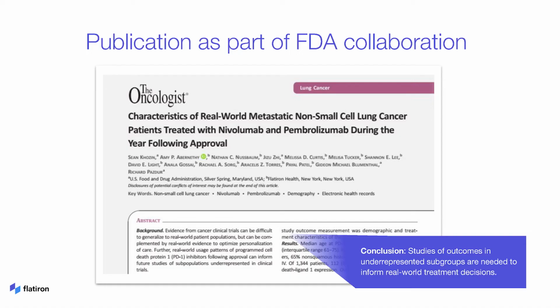And one of the things that we found in this collaboration is that those are very different types of patients. So it's not just that patients aren't being included in this research, but they're actually very different in all of these different ways in patient characteristics. And so what we think is that the studies of outcomes in these underrepresented populations through real-world data are actually essential for informing real-world treatment decisions.